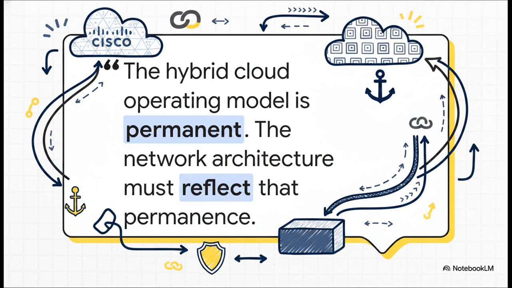And that brings us right back to where we started. This isn't about some temporary fix. The real key takeaway here is that the hybrid model is permanent. And your network architecture has to reflect that permanence. It has to be built to last.